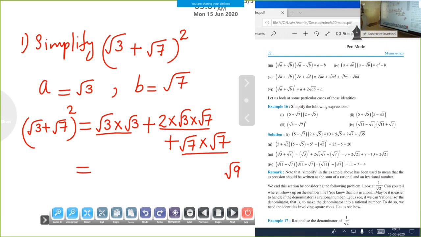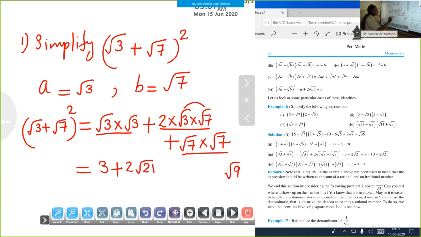That root 9 has value 3. Simply write here 3. Root 3 into root 3, the value is root 9. So the answer is 3 plus. You multiply. This is multiplication of radical numbers. 2 into root 3 into root 7. Multiply only all number and next the radical numbers. Root 3 into root 7 is root 21. Multiply these two. So our answer is 2 into root 21.